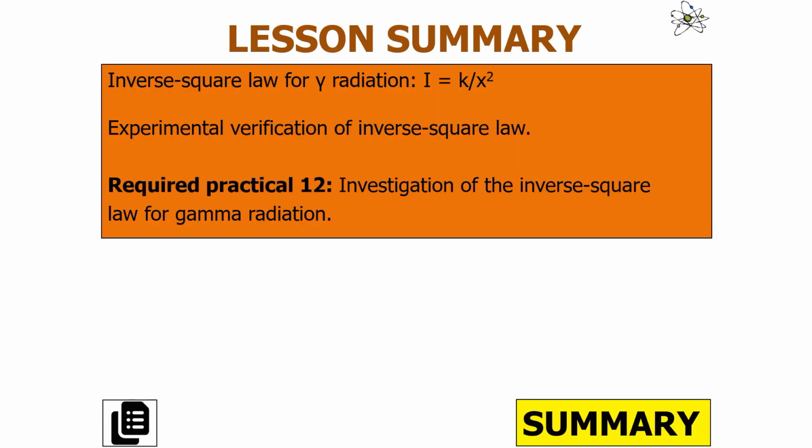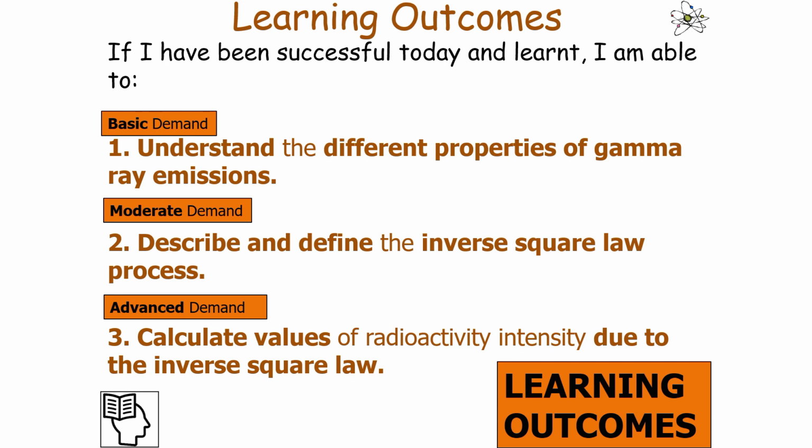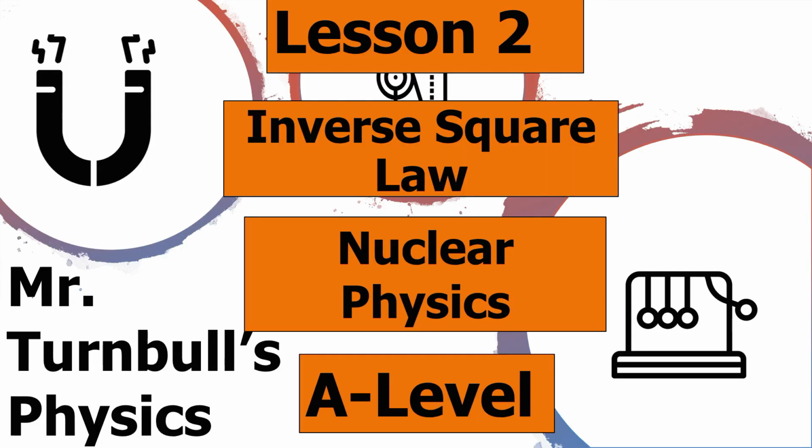So what have we learned in today's lesson? That the inverse square law for gamma radiation is I is equal to k over x squared, and we know the experimental verification of the inverse square law. So if we've been successful, we've learned in today's lesson to be able to understand the different properties of gamma ray emissions, describe and define the inverse square law process, and calculate values of radioactive intensity due to the inverse square law. So I hope you've enjoyed today's lesson on the inverse square law, which is part of the nuclear physics topic in AQA A-level physics.